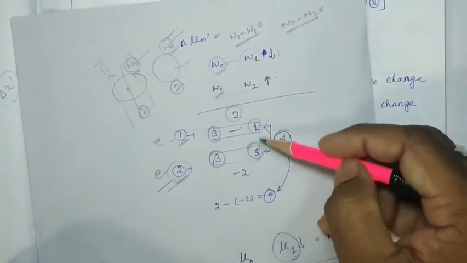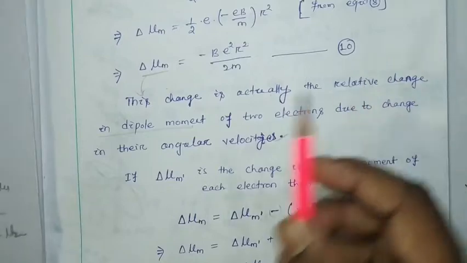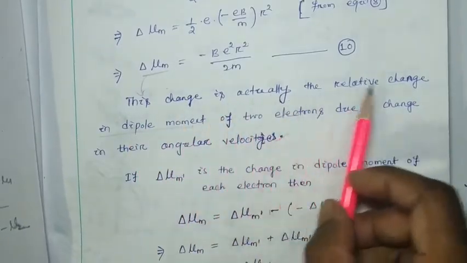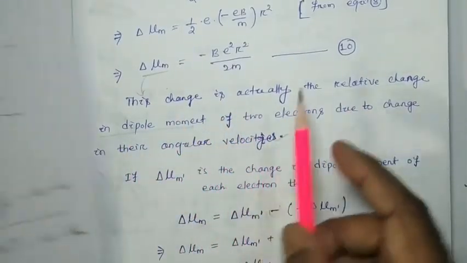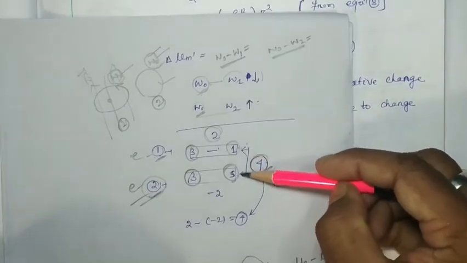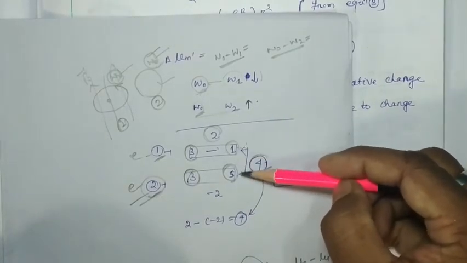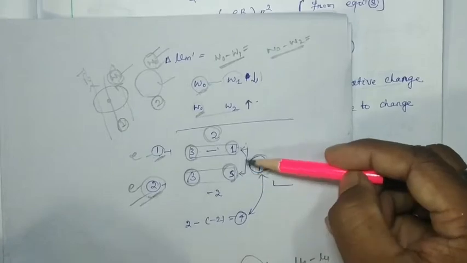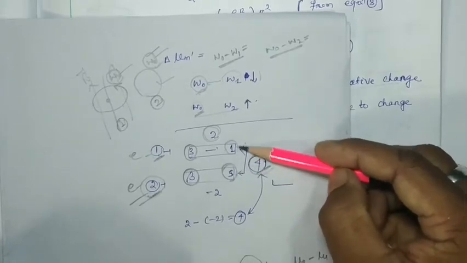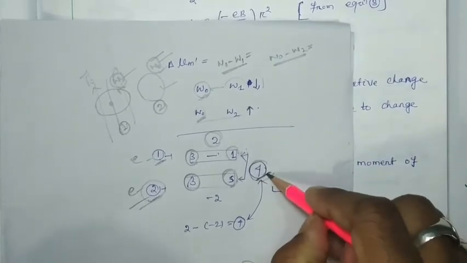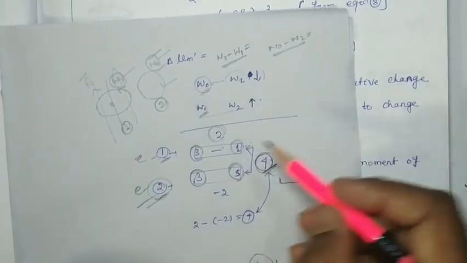That means the difference between the first electron and the second electron is the actual relative change in the dipole moment of the 2 electrons. Whenever we consider the change of magnetic dipole, or the so-called angular velocity, between the two, we get 4. The same 4 we are also going to get from here.